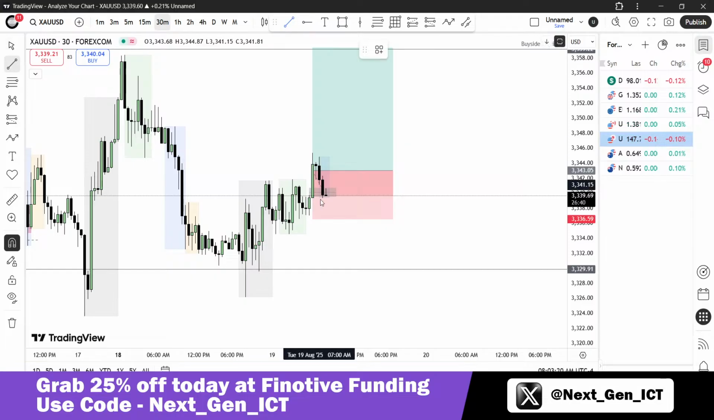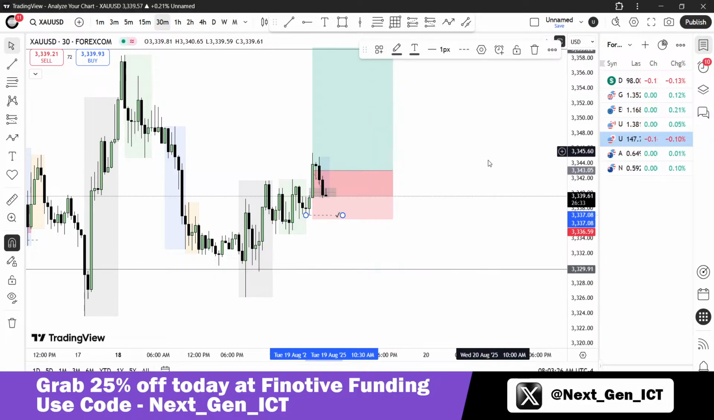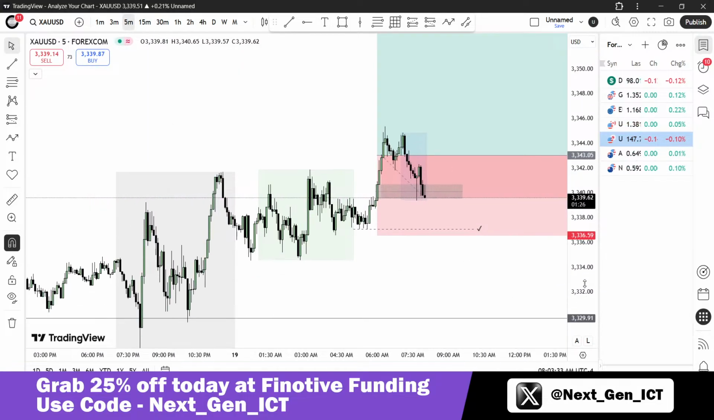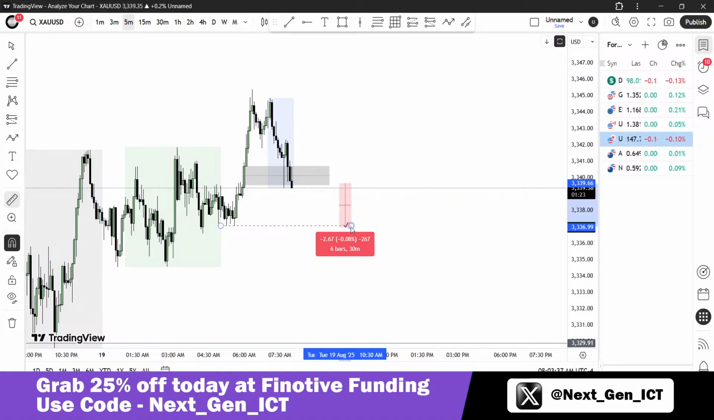Probably it's gonna take out this flag, which if it continues lower, then this low is gonna be taken out also. I guess it's gonna take out that low, yeah. How many points is that? It's almost 261.